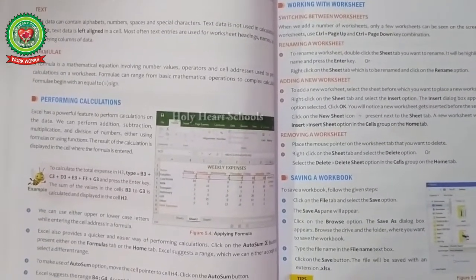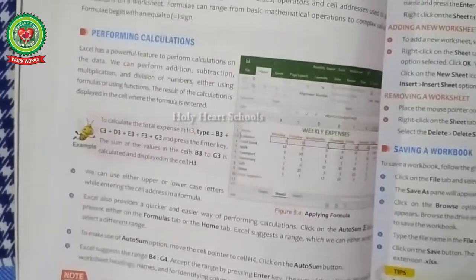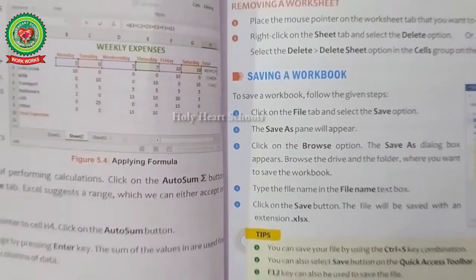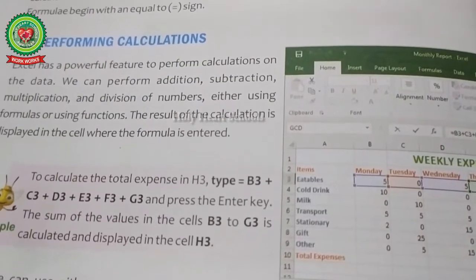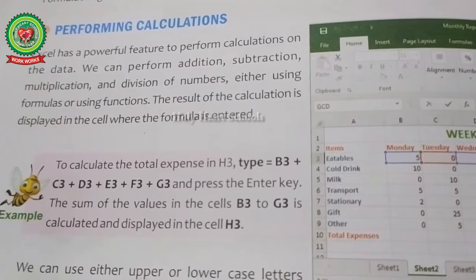And today also we'll continue the same chapter from page number 58 till 59, and our objectives are performing calculations, working with worksheet, and saving a workbook. Now let's start with the steps of how to perform calculation with data.